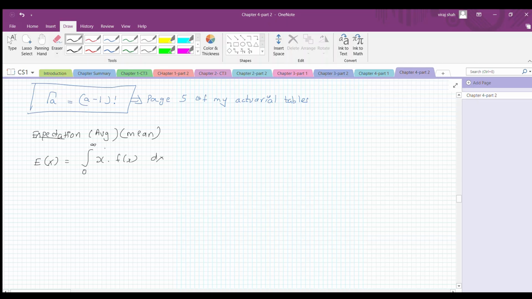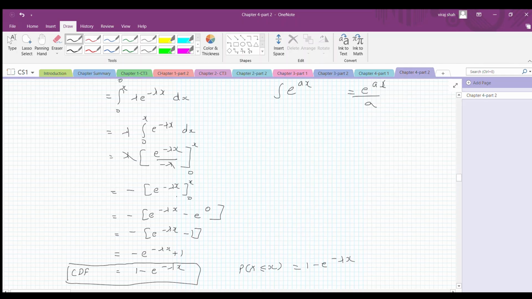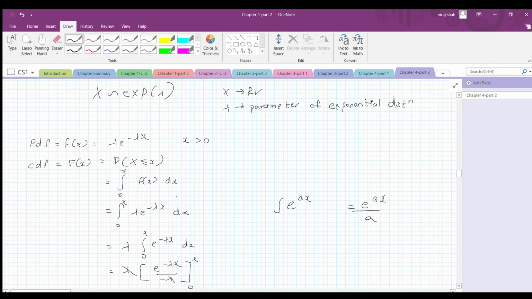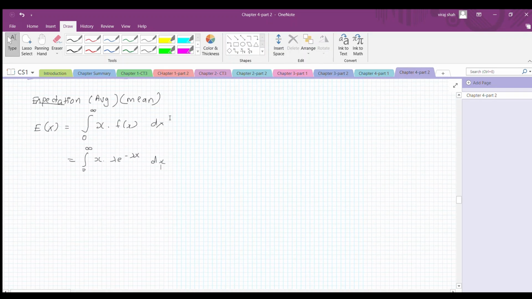What is f(x)? f(x) is nothing but x into lambda e raised to minus lambda x dx. If you see, it is even written right here. Going ahead, let's solve it.